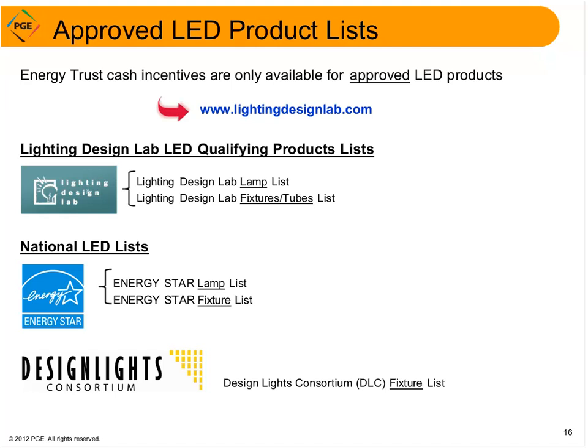So Energy Star has one list for lamps and one for fixtures, while the Design Lights Consortium is for fixtures only. And again, Energy Trust of Oregon recognizes any LED lamp or fixture that is included on any of these three lists for the purpose of qualifying for cash incentives.